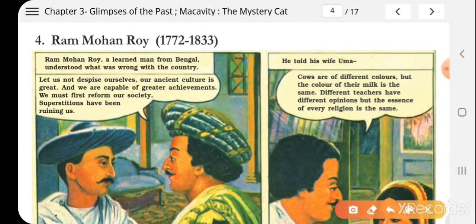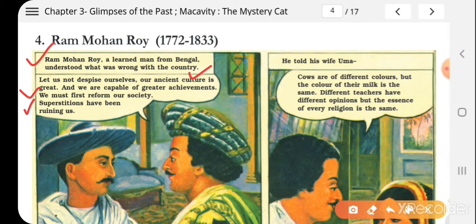So Ram Mohan Roy, a learned man from Bengal, understood what was wrong with the country. He got it, that what is happening with my country. So he said that let us not despise ourselves, that we should not hate ourselves. Actually, our ancient culture is great and we are capable of greater achievements. We can achieve great things. We are capable enough. And firstly, what should we do? We must reform our society.